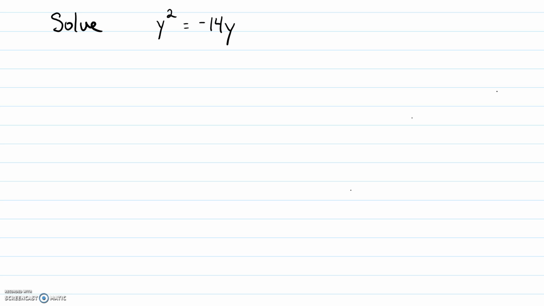In order to use the square root method, you need one variable squared. We have two variables in this problem, so we cannot use the square root method.